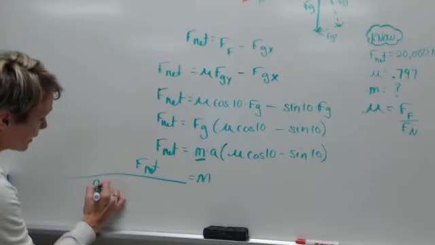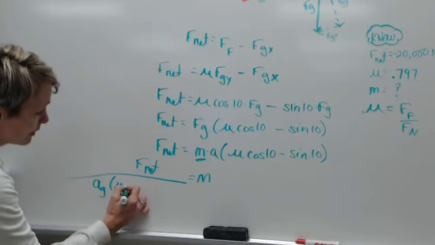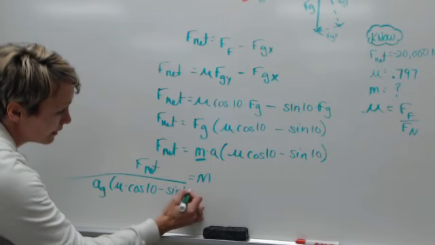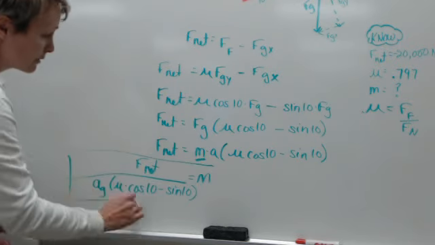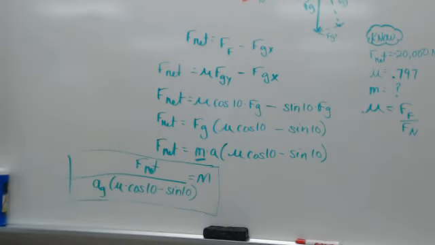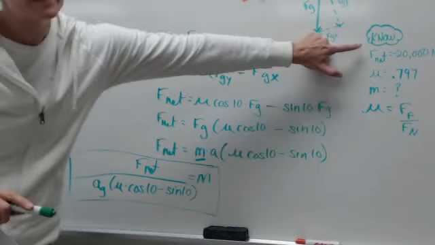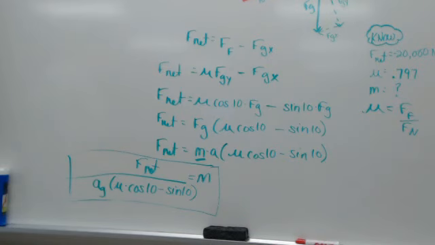So we've got acceleration due to gravity times coefficient of friction times the cosine of 10 degrees minus the sine of 10 degrees. And if I continue solving this, plugging my numbers into my calculator, I'm going to solve for the mass of the car. Remember, the net force was given to us as 20,000 newtons at the beginning of our problem.